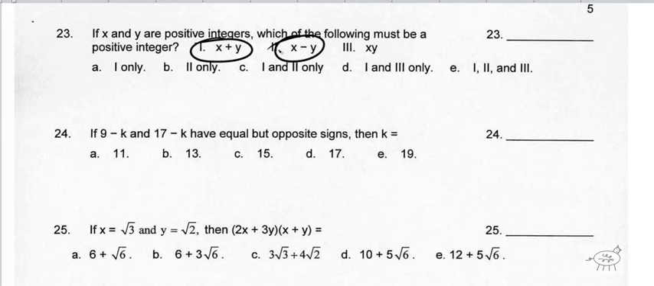This one, not necessarily true. 3 minus 4, negative. So that's out of there. Two numbers multiplied together, are they going to be positive? Yep. So that's D. That's really easy.